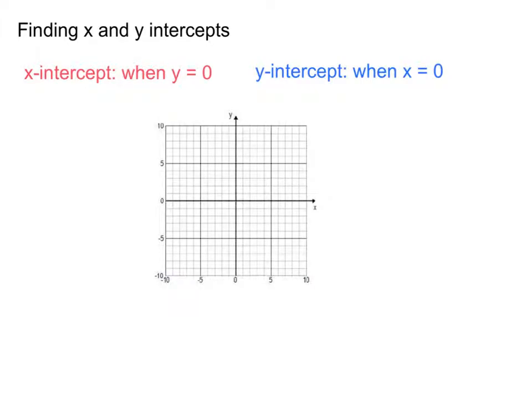This is a video about finding x and y intercepts. So first you need to understand what x and y intercepts are. An x-intercept is where a graph crosses the x-axis. So in this case, that point would be right here.